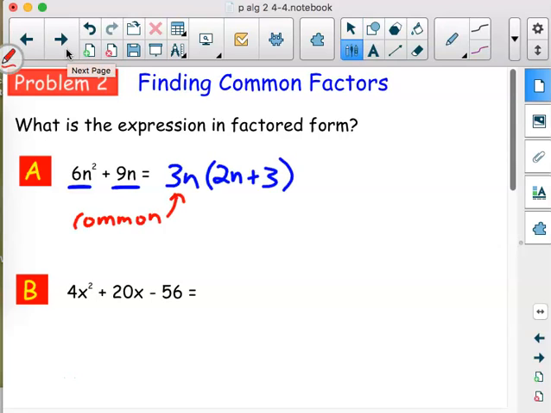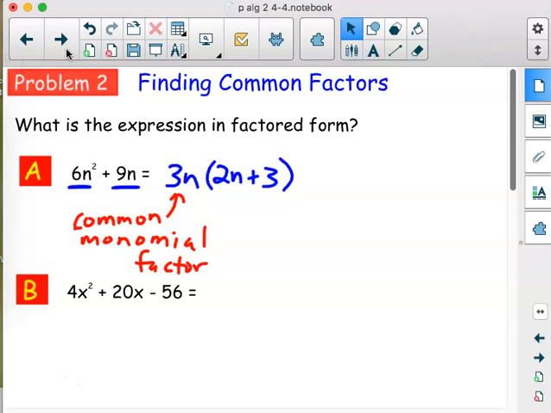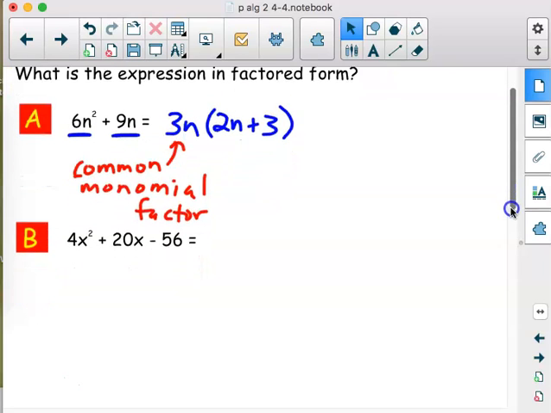Common monomial factor. Now, mono just means one. So we took one term out of the whole thing. 3 and n connected together are called a term. All right, now I go down to the next one.